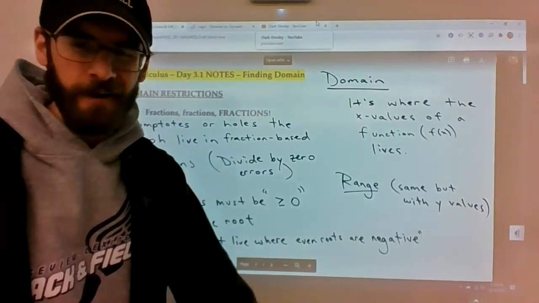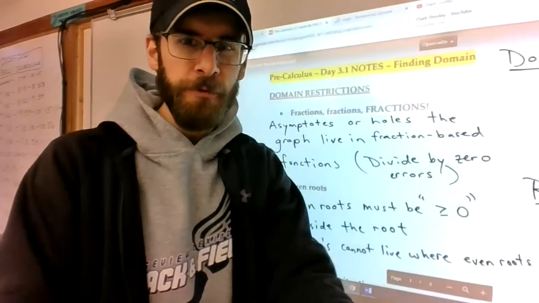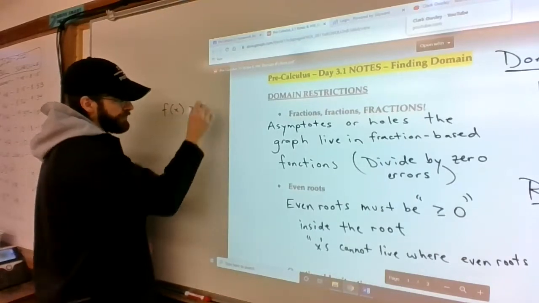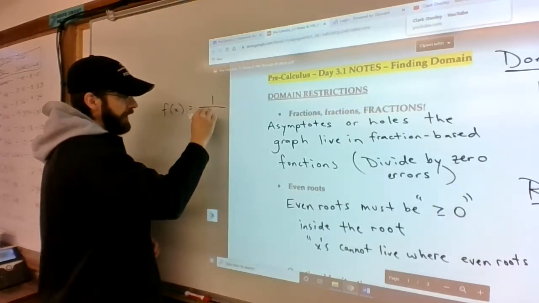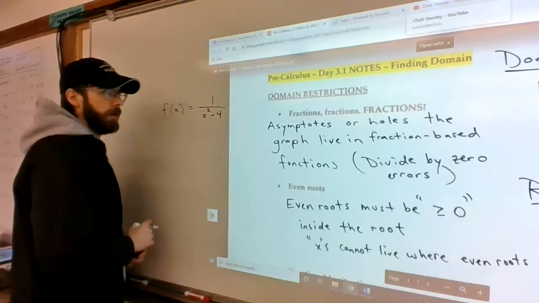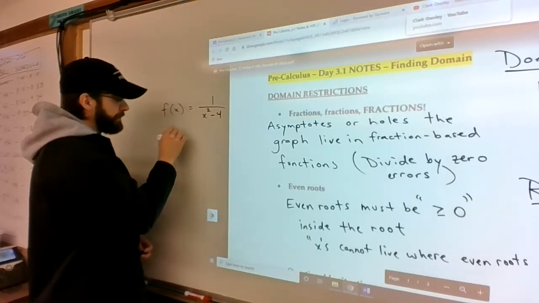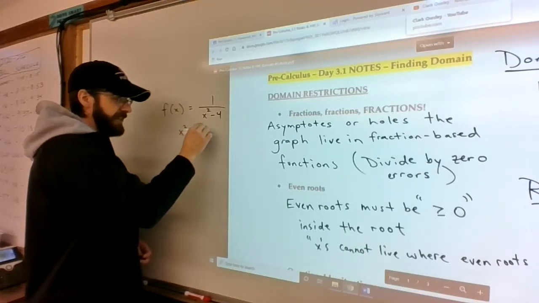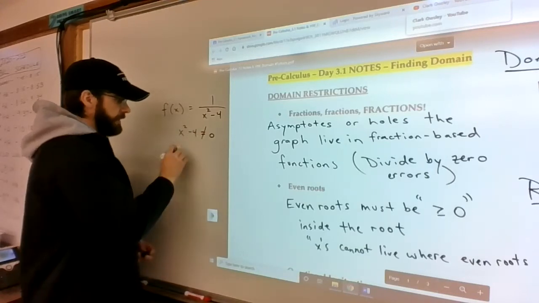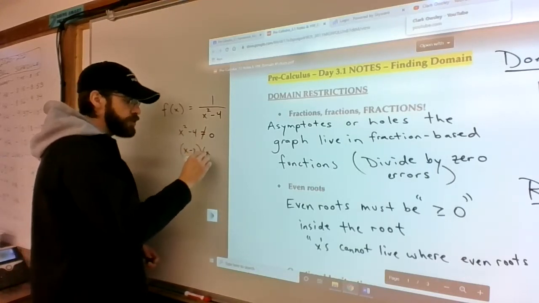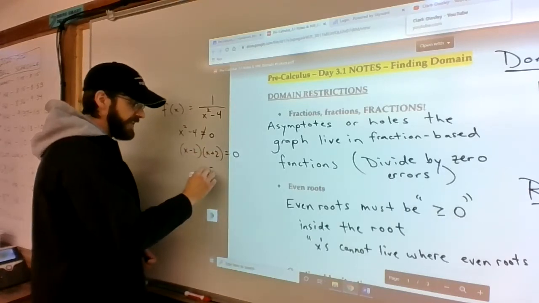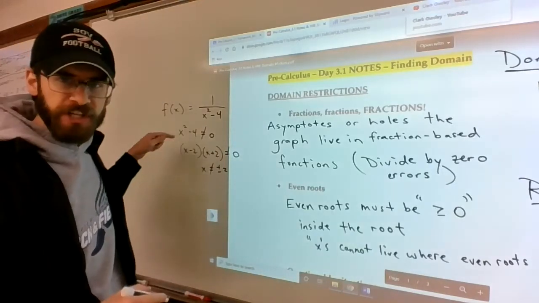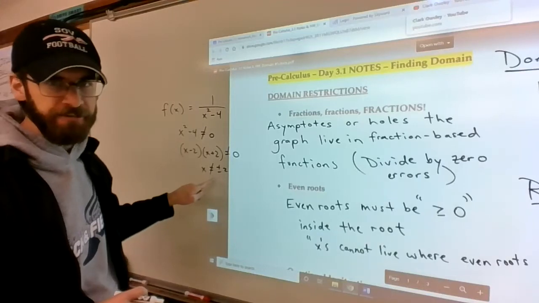Maybe I should show some examples right now. For fractions, if you saw a function f of x equals 1 over x squared minus 4, you can't divide by 0, so the denominator cannot be 0. If you factor this, x can't be plus or minus 2. So this function can live everywhere, except it can't live at plus or minus 2.